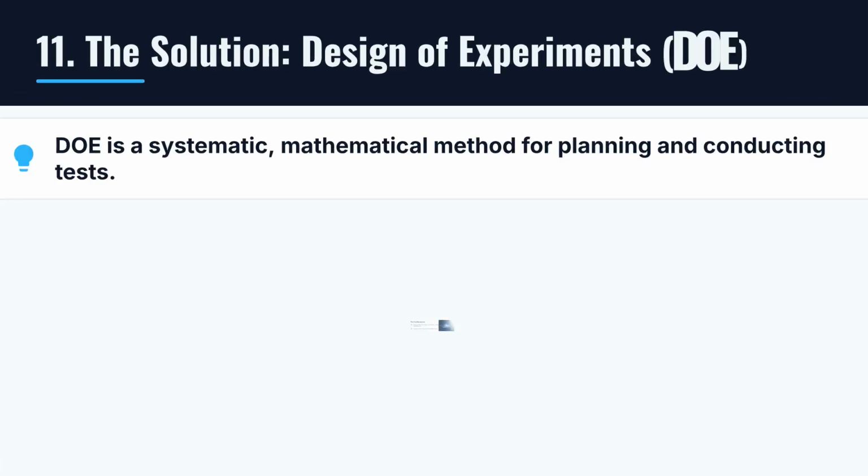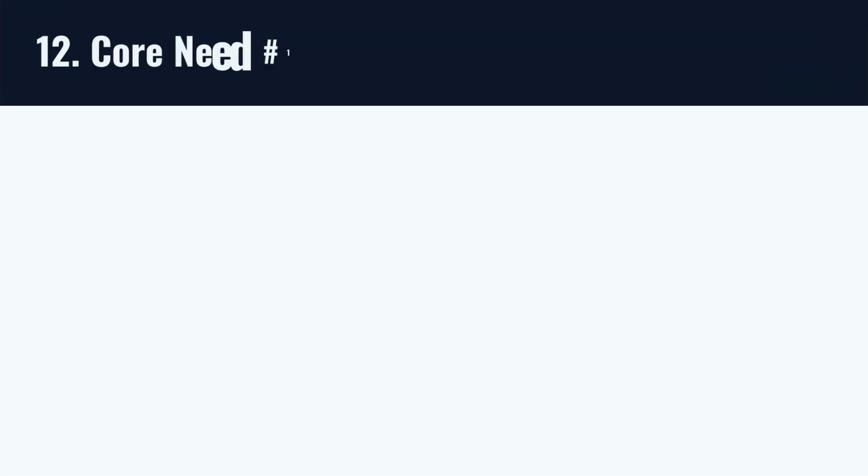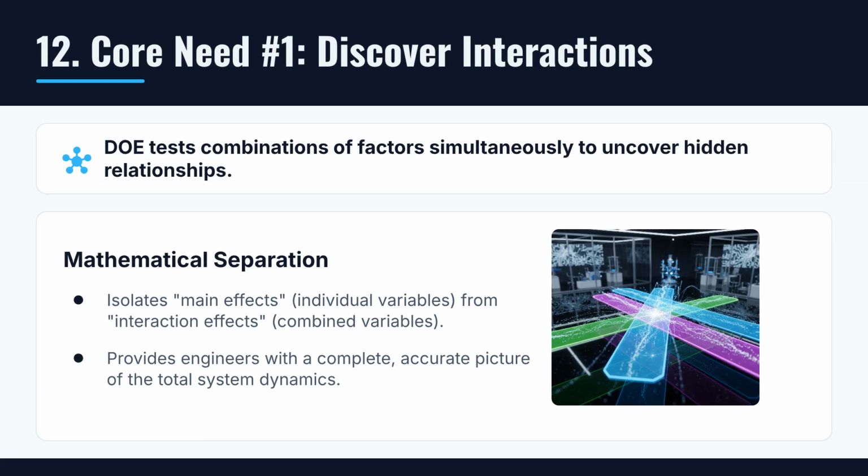The solution is design of experiments, a systematic, mathematical method for planning and conducting tests. DOE replaces OFAT by changing multiple variables simultaneously within a carefully orchestrated matrix to capture full system dynamics. The core need for DOE is to discover interactions. DOE tests combinations of factors simultaneously to uncover hidden relationships. It provides mathematical separation, isolating main effects from interaction effects, which gives engineers an accurate picture of total system dynamics.